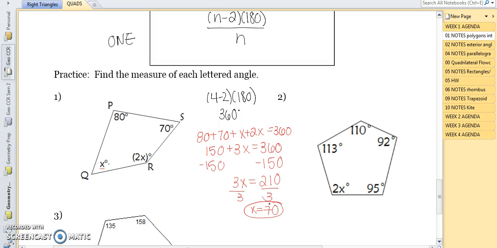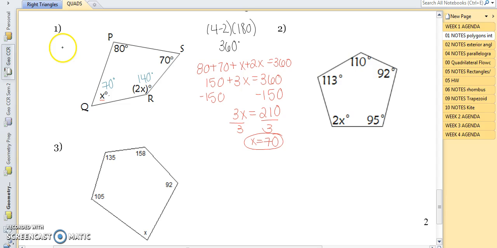Okay, when we're finding the measures of each of these angles, we then plug them in. So Q has a measure of 70 degrees, R has a measure of 140 degrees, 2 times 70, which is 140. Okay, I'd like you to try number 2 and number 3. First, identify the polygon, and then set up an equation to solve. Check your notes and the key on Canvas.